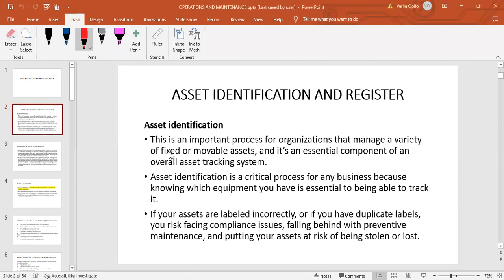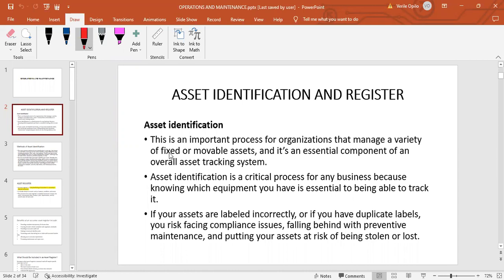Before we look at the operation and even the maintenance of the asset, there's something very important that we need to address. This is the identification of the asset and the asset register. So we look at asset identification and register. Asset identification comes from the term to identify, which means identifying the assets within the organization. For you to be able to utilize the assets of the business, you need to identify what assets the business has.